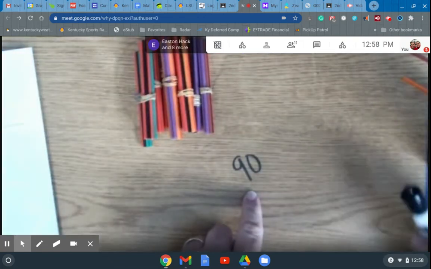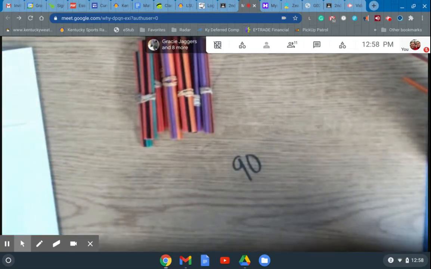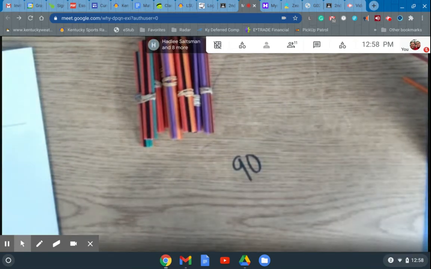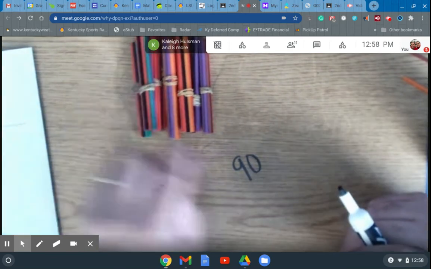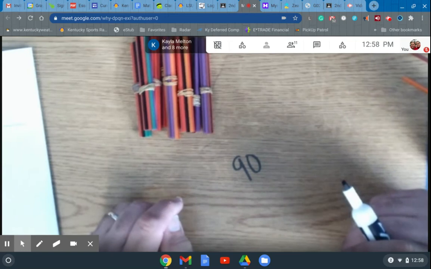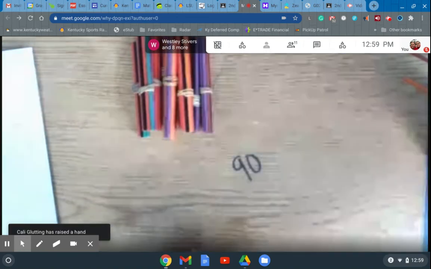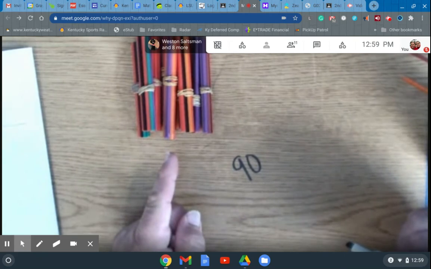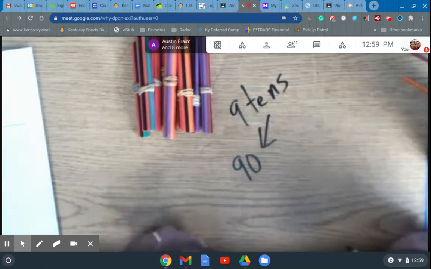But Easton, how many 10s do I have there now? If I have 90, how many 10s do I have there? Well, I had 10 with this one there, and I had this rubber band around them. But when I took it away, I now have 9. I have 9 10s, which is that 90 you were telling me.